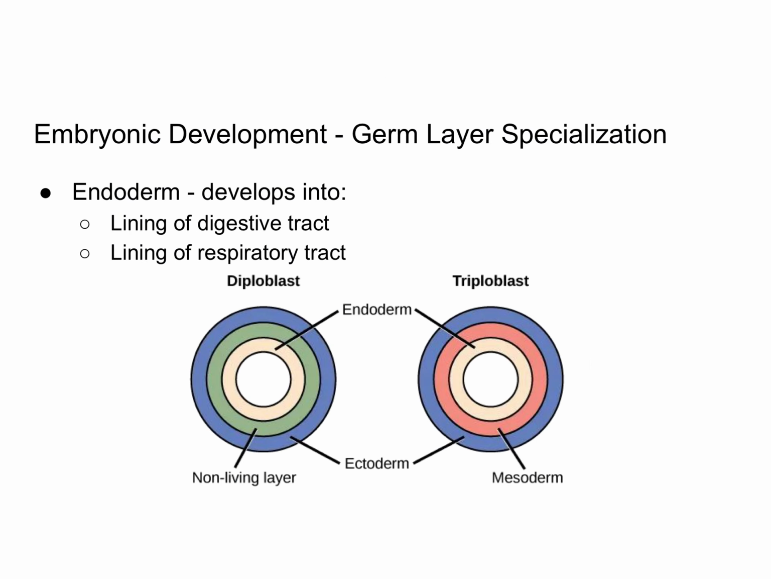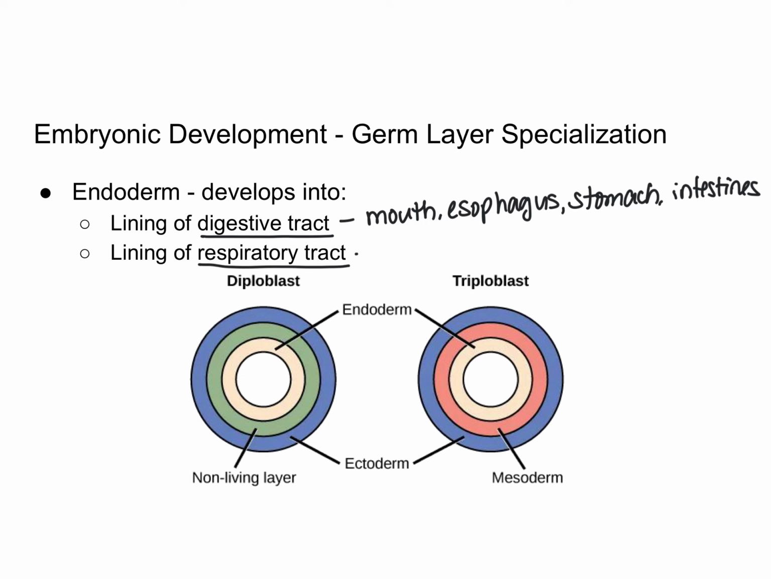All right, so now that we have that little aside, let's come back and take a look at these germ layers again. So the endoderm is going to turn into the lining of the digestive tract. And remember, your digestive tract includes things like your mouth, esophagus, stomach, intestines, etc., etc. Also, the lining of the respiratory tract. So this is going to be things like your trachea and bronchioles into the lungs, etc., etc.